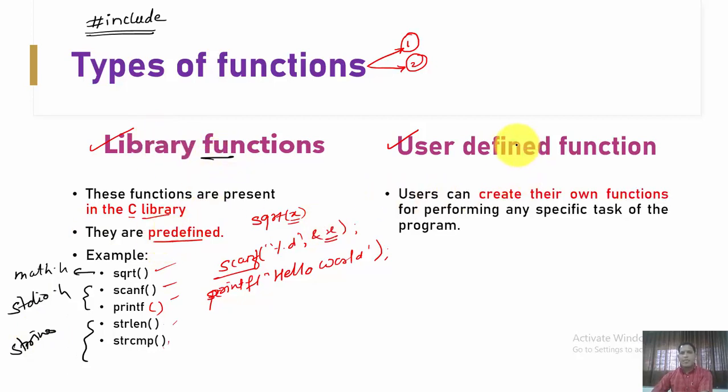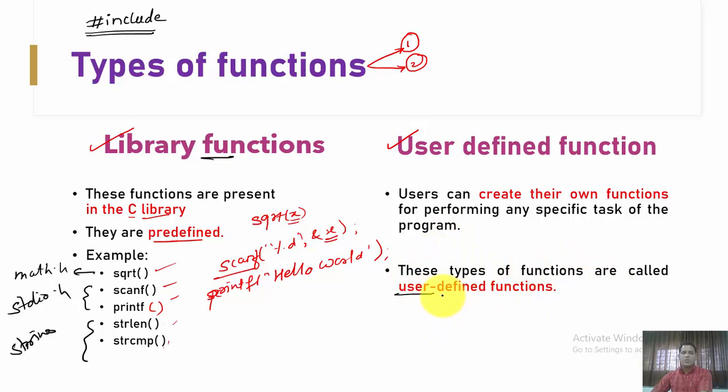Whereas the second type is the user-defined function. As per the user's requirement, the user can write their own code. In short, the user defines the definition of the function. Users can create their own function for performing any specific task of a program. These types of functions are mainly called user defined functions.